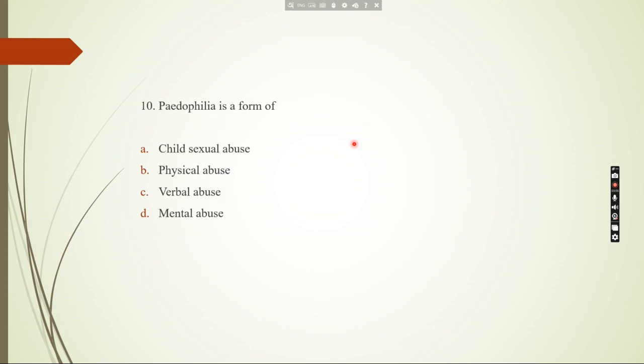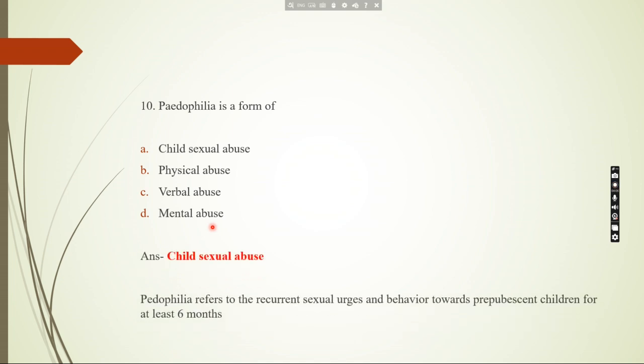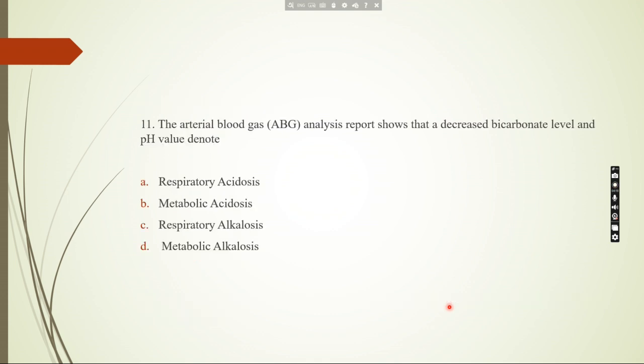Next question, pedophilia is a form of, options are child sexual abuse, physical abuse, verbal abuse and mental abuse. The right answer is child sexual abuse. Pedophilia refers to recurrent sexual urges and behavior towards pre-pubertal children for at least 6 months.